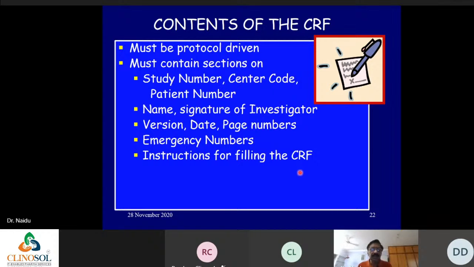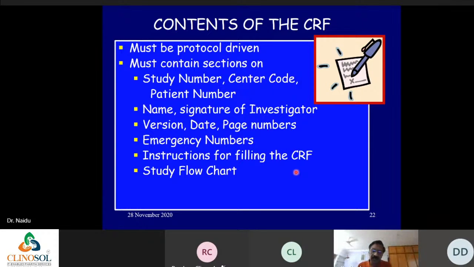Instruction of filling, this is another very important thing. Many times we found that the case record form is given to us, but there is no instruction how to enter, because whether I should put tick mark or I should underline or I should actually make a circle, what to do, what not to do, where actually I have to enter on the left side the mark or right side. So instruction of the filling of the case record form should be a separate document. It should be given along with the case record form.